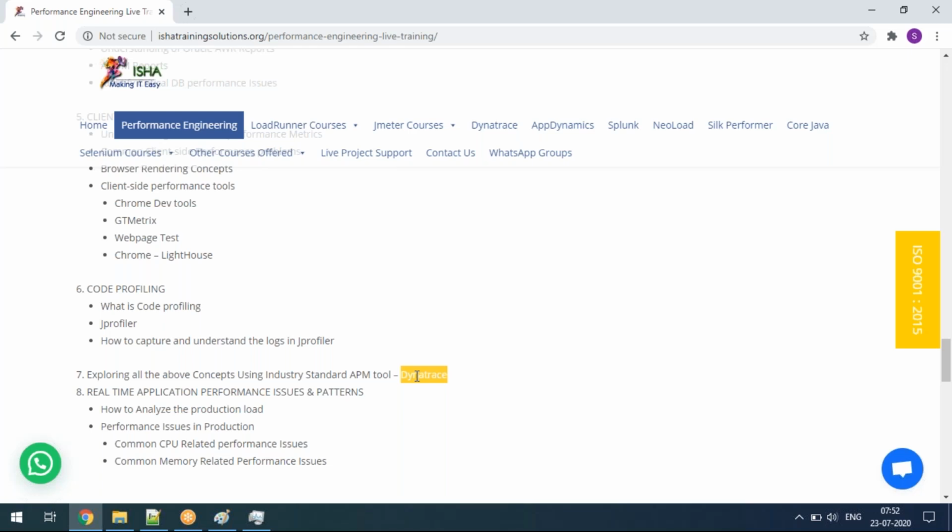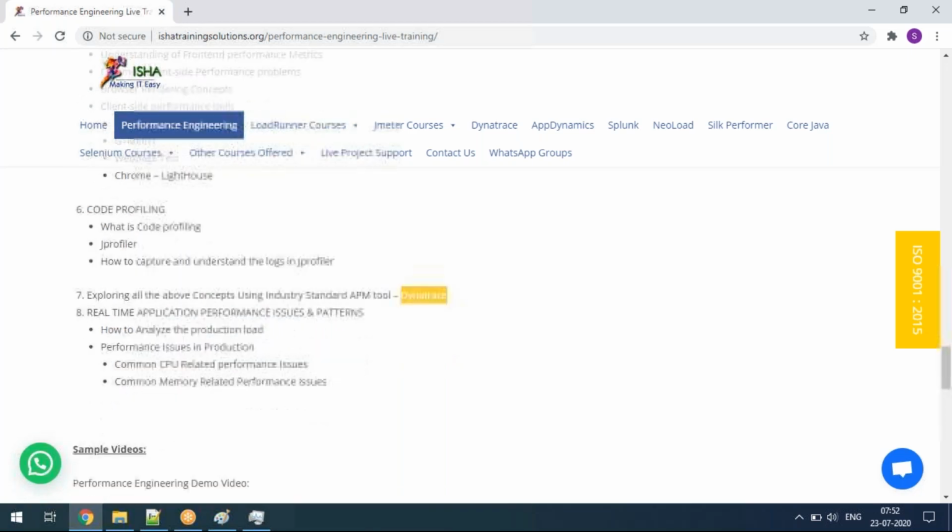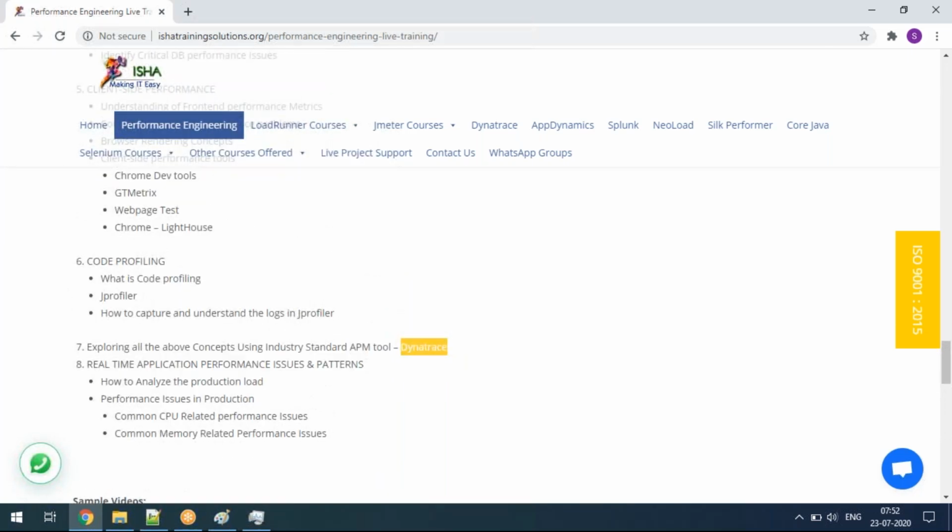Okay, so these are the extensive topics that we are going to cover as part of the performance engineering course journey. I'll stop here. Maybe anybody have any question, guys, till now?